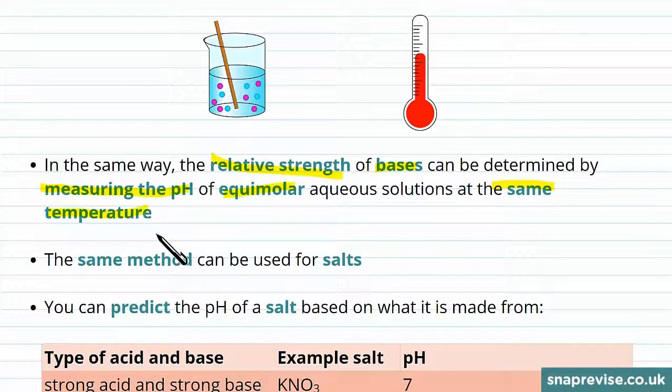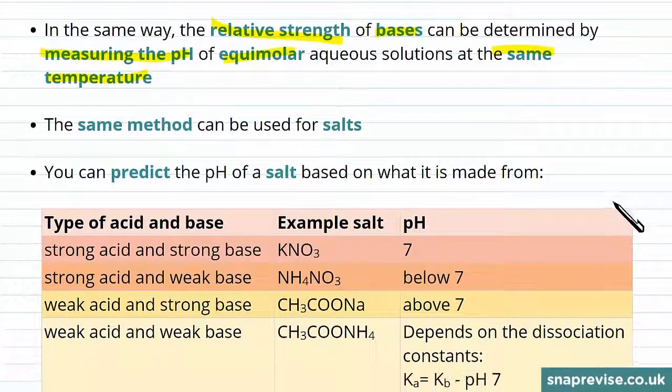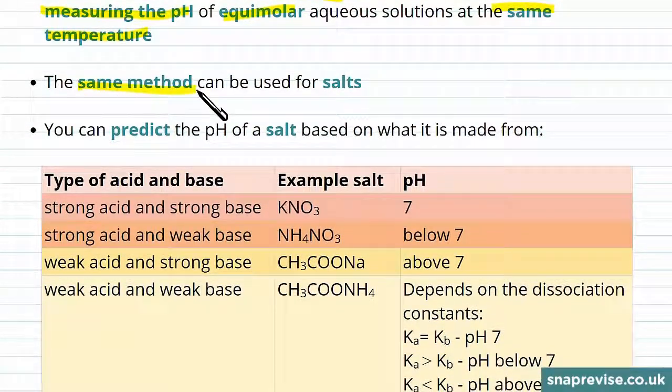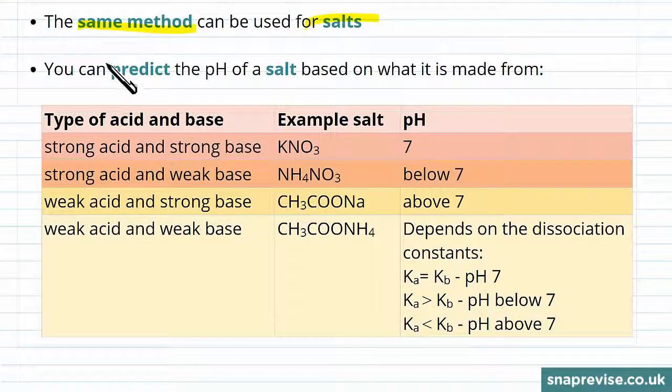Higher pHs will be stronger for the bases because they're more alkaline. We use exactly the same method for salts. And you can predict the pH of a salt based on what it's made from. So if we mix a strong acid and a strong base in equal proportions, we're going to get a pH of 7, which is what we call neutral.